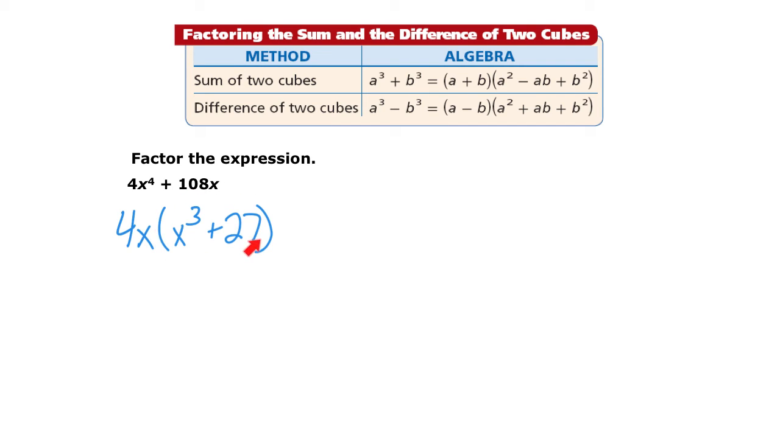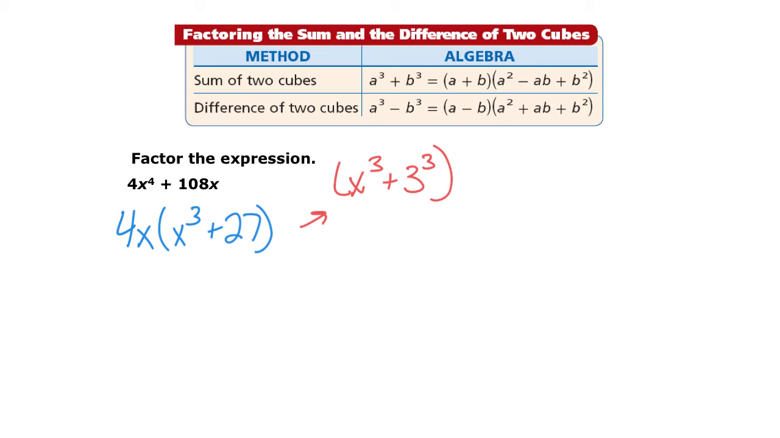Now this portion right here is the sum of 2 cubes. It's 2 cubes being added together. So I'm going to rewrite it as x cubed plus 3 cubed. 3 cubed is 3 times 3 times 3. That does get us 27. Because now I can see what my a and my b are. My a is going to be x, and my b is going to be 3.